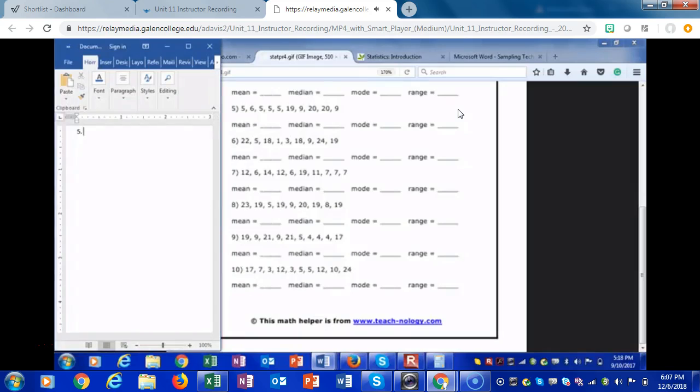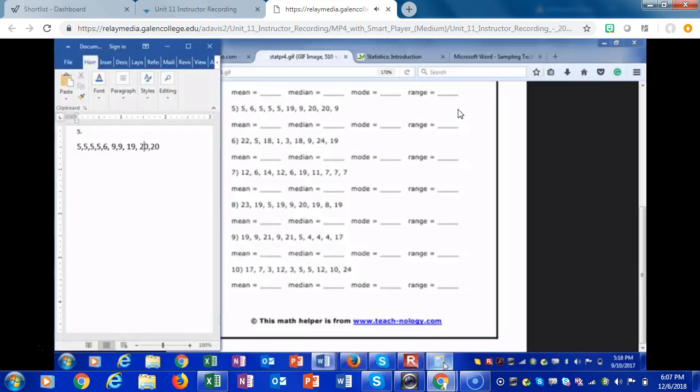For number 5, let's start out with 5s. We have 4 5s: 5, 5, 5, and 5. We have 1 6. We have 2 9s. We have 19 and 2 20s. Let's count them up. Make sure we got them all together. We have 4, 5, 6, 7, 8, 9, 10. So we got 10. So we have 5 on both sides.